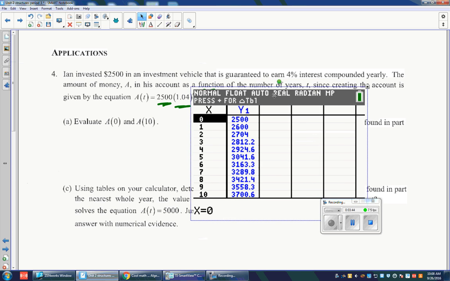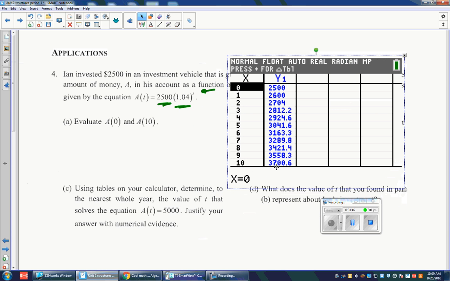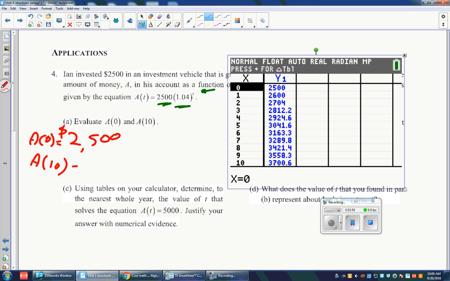There it is. Because I also want the 10. Remember, we're talking about money. So $2,500 is A of 0. A of 10 is 3,700, and not 0.6, because we're talking about money. There we go. $3,700.60.